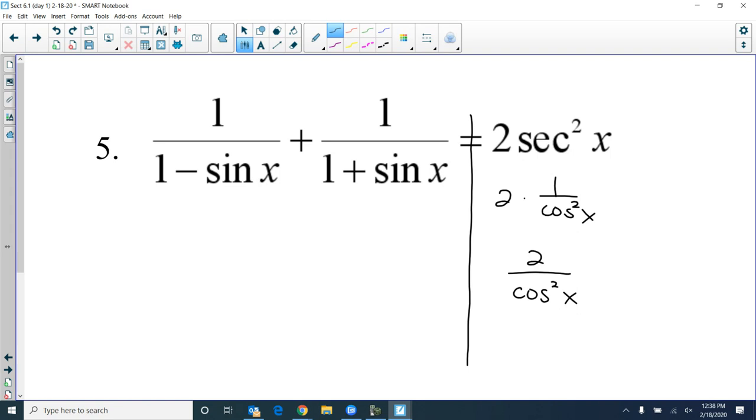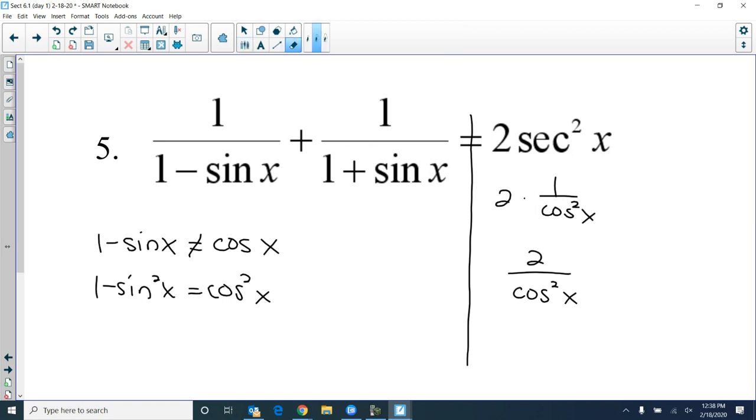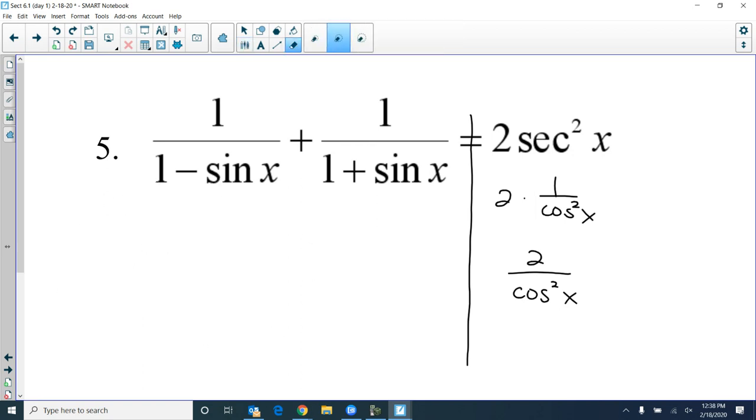All right, a couple key things here. 1 minus sine of x does not equal cosine of x. 1 minus sine squared equals cosine squared. But you cannot just drop the squared and say it's the same. It is not. So you cannot replace that.